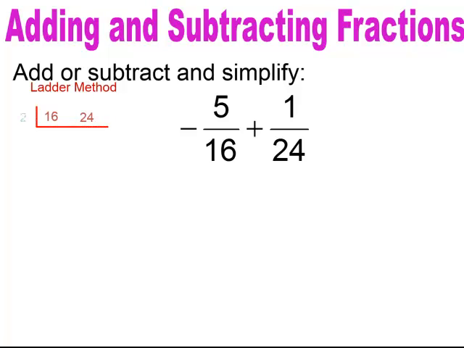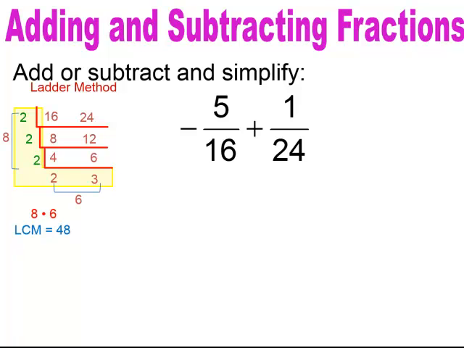So again, I'm using my ladder method. I'm dividing out common prime factors until they no longer have factors in common. And then I'm going to multiply the side numbers together first, bottom numbers, and then multiply the two together, and that will be my least common multiple. So my least common multiple, or my common denominator here, will be 48.